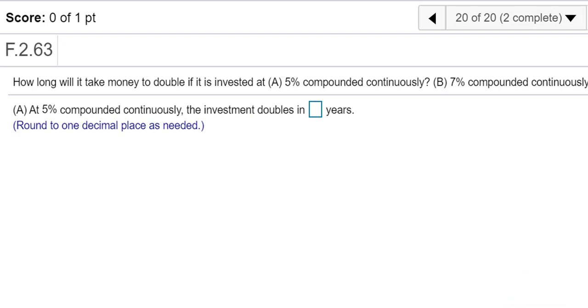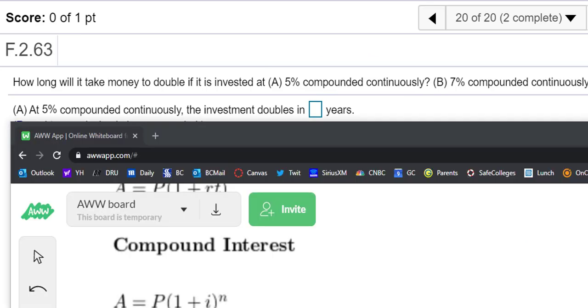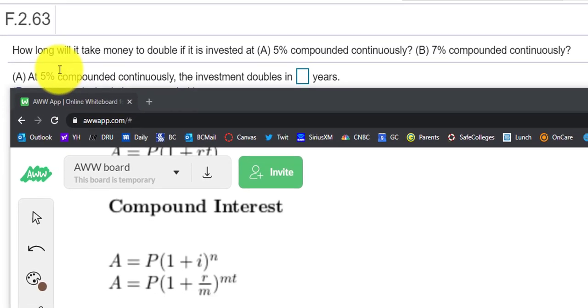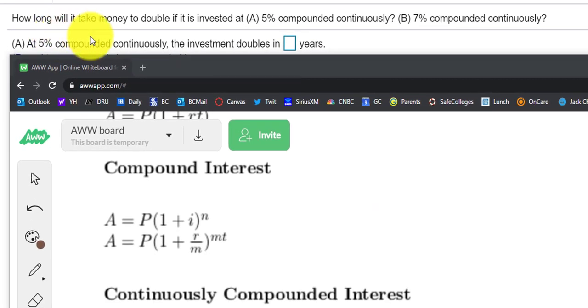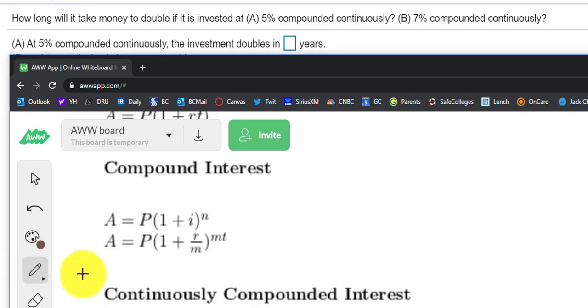And number 20. It says, how long will it take to double your money? All right, now this is a little different. Right, so let's take a look at the formulas we're going to use. Okay, so the thing is, we know what we're going to have in the future. What we're going to have in the future is double, right? So how long will it take to double money if invested at 5% compounded continuously?